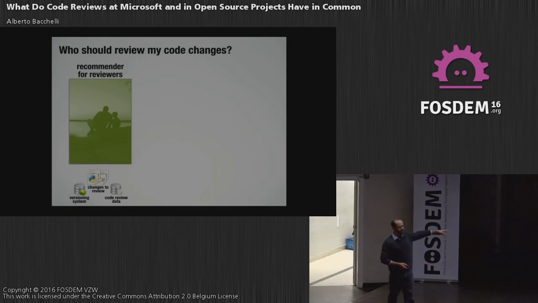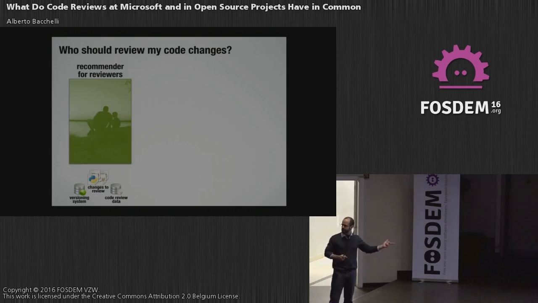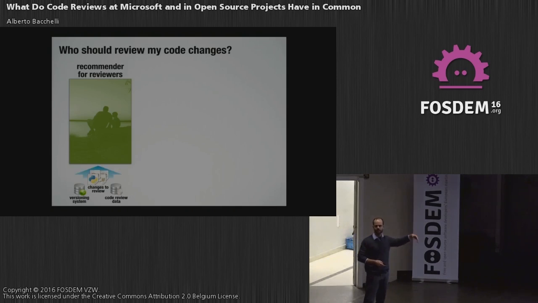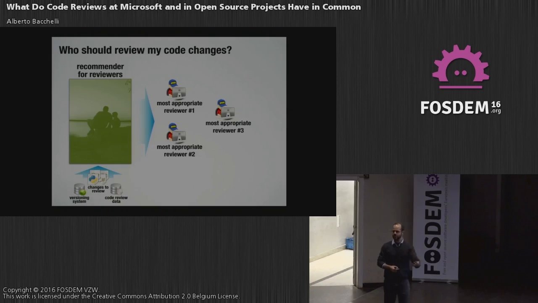So for the recommender for reviewers, the idea is that you take the changes that you want to be reviewed, and you add data from the versioning system, for example, about who wrote this code first, who reviewed this code, but also from the issue tracking system, who fixed the bug, and so on and so forth. And with this data and data mining, you can easily suggest who should review your code.